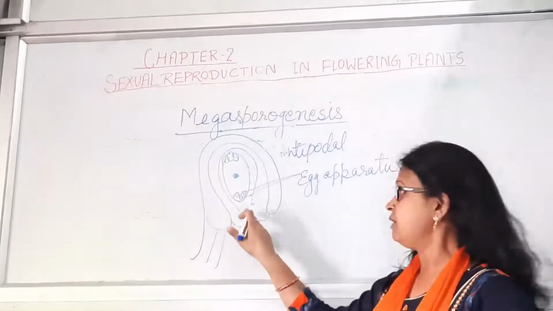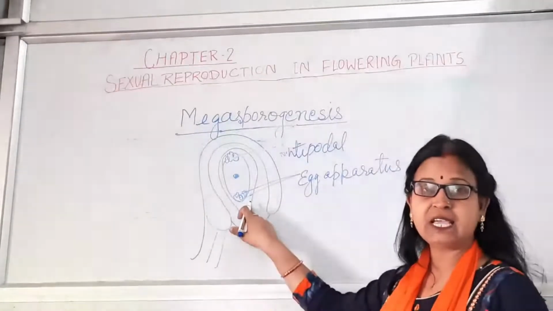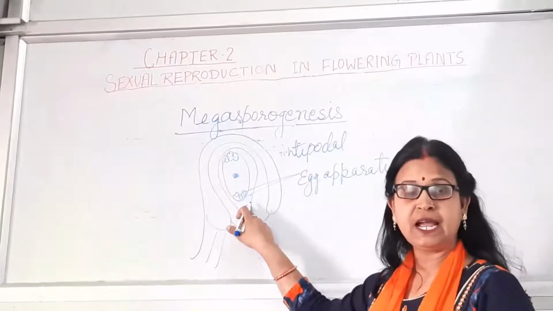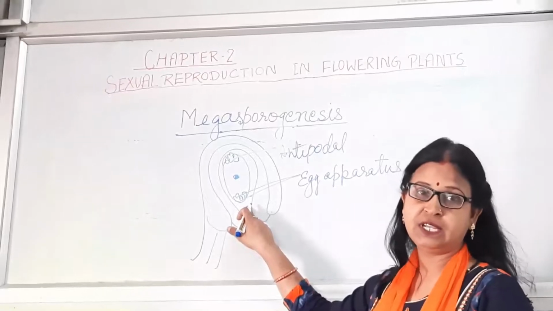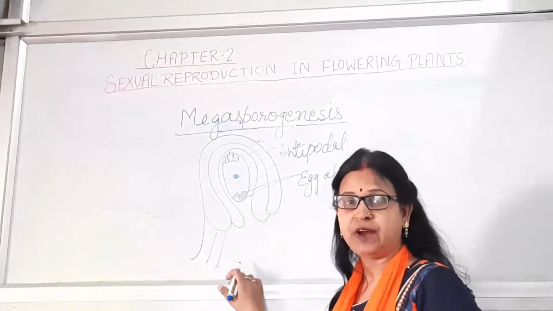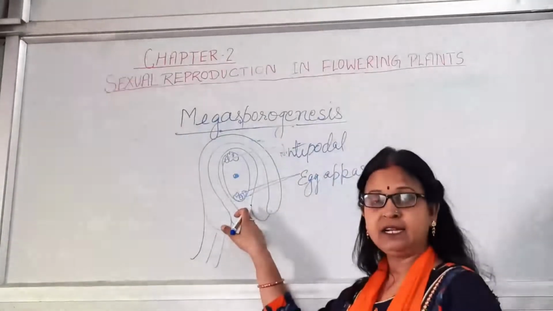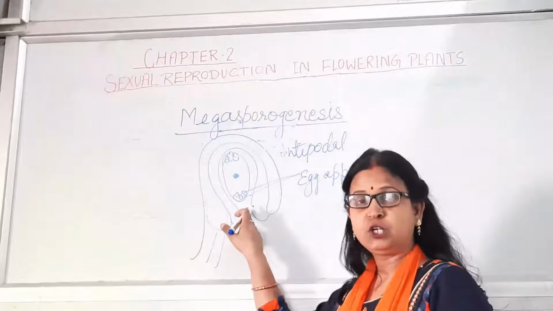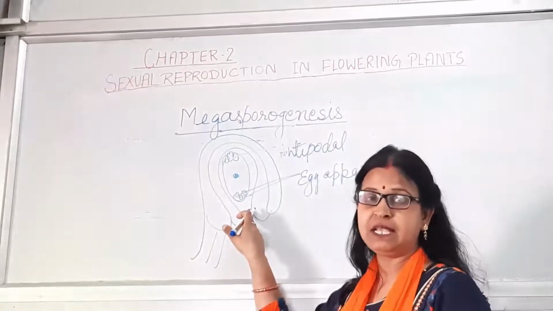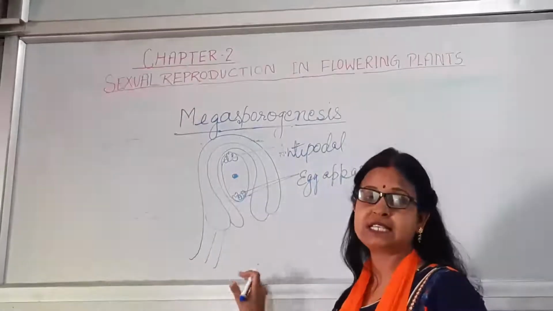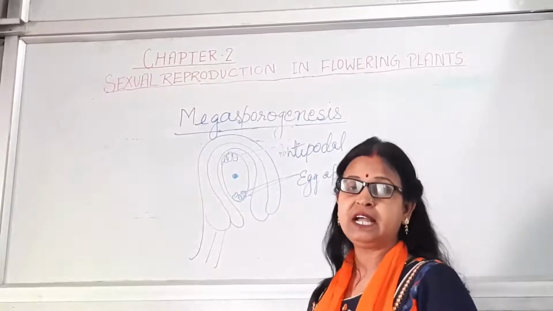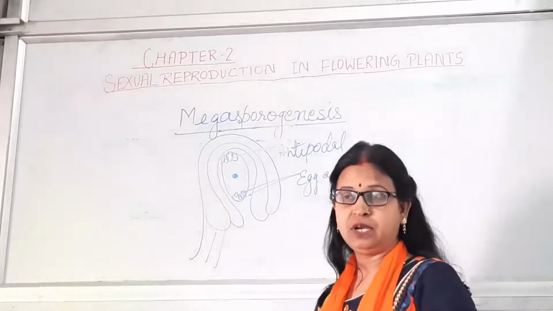So at the end we can see that the embryo sac is an 8 nucleate and 7 celled structure. This is known as the embryo sac or female gametophyte. Now the egg is ready, and the ovule is ready to receive the pollen, that is the male gamete, and then fertilization will take place. After this we will discuss pollination, and then we will proceed towards the next event, that is known as the fertilization event.